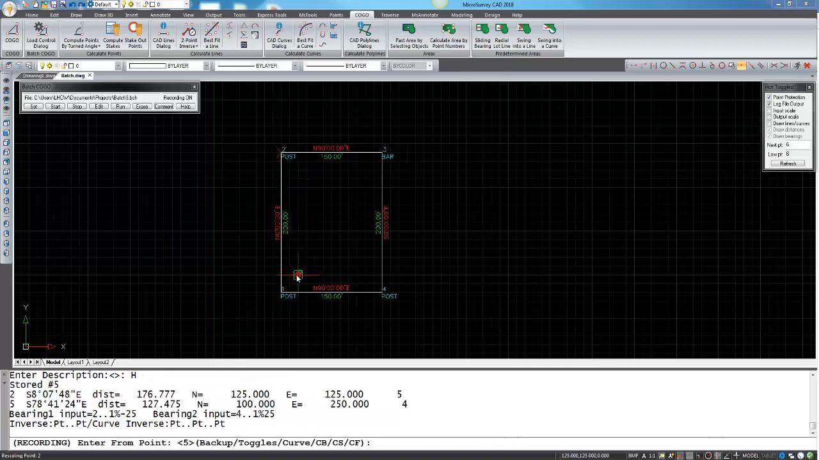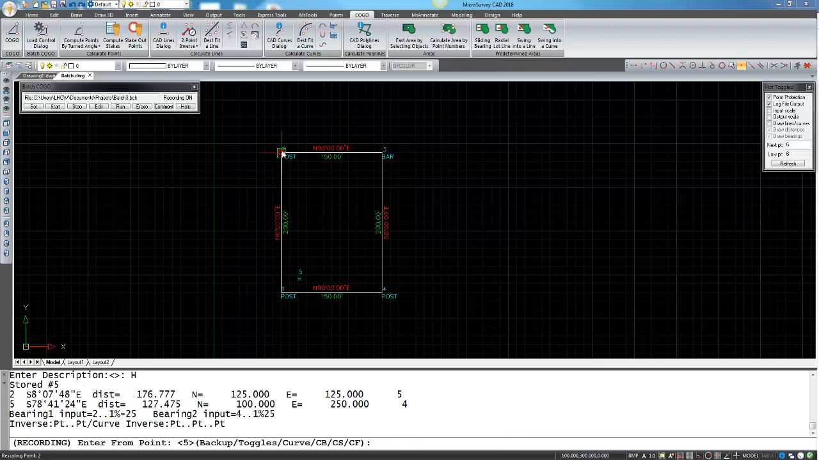So you can see that point number 5 was calculated using swing ties from point 2 to 1 and 4 to 1 with offsets. Next, I want to place the next house corner, and that will be using a bearing and distance calculation.